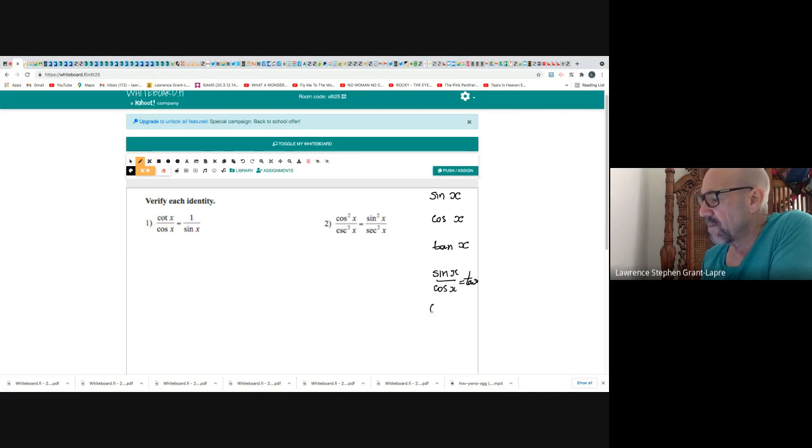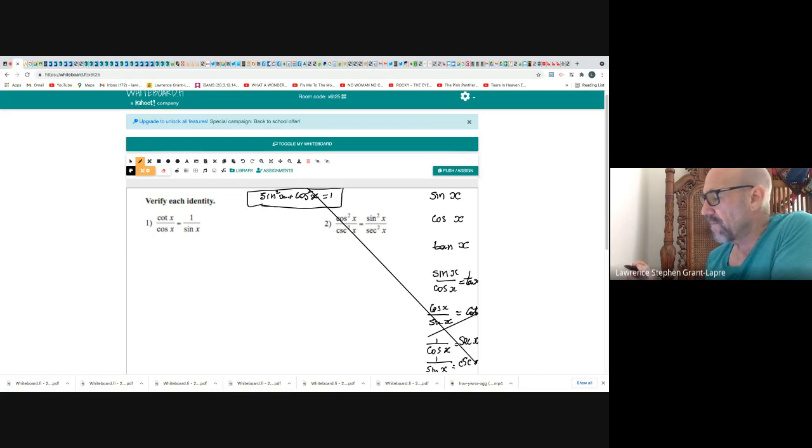We're going to use maybe cos x over sine x is equal to cot x. We might be using the fact that 1 over cos x equals sec x, and 1 over sine x is equal to cosec x, and I'll just put CSC. And also we may be using the fact that sine squared x plus cos squared x is equal to 1. All right, so we may use that as well.